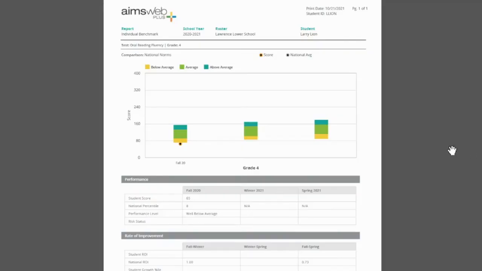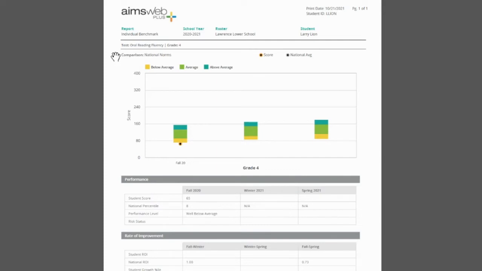This is an example of an aimswebPLUS benchmark graph. You'll notice at the top of the page, you'll see some identifying information like the type of report, your child's name, the test given, and a school year. For example, this is the oral reading fluency individual benchmark for Larry Lyon, who is in 4th grade. Each graph will give a comparison to a national sample or expectation for that time period. We are using the national norms.